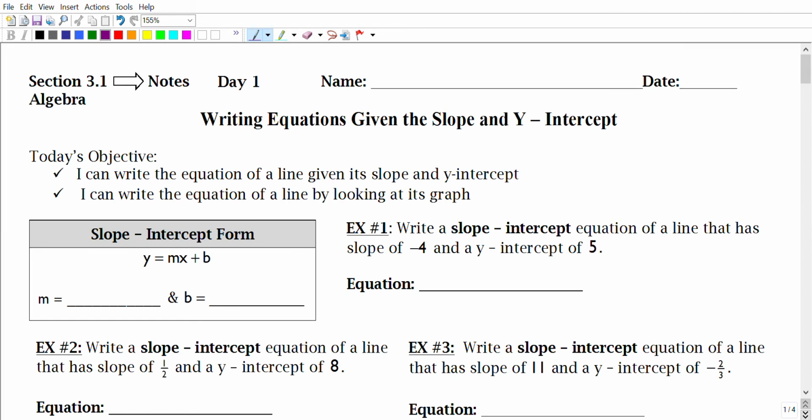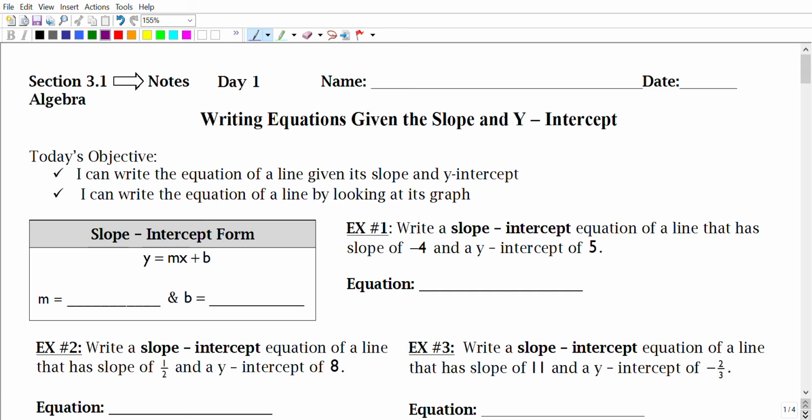This time we're actually going to go ahead and look at Chapter 3. Chapter 3 is going to deal with linear functions yet again. However, we're going to talk a little bit more about how we can write equations of these linear functions and these linear graphs if we're given certain restrictions.